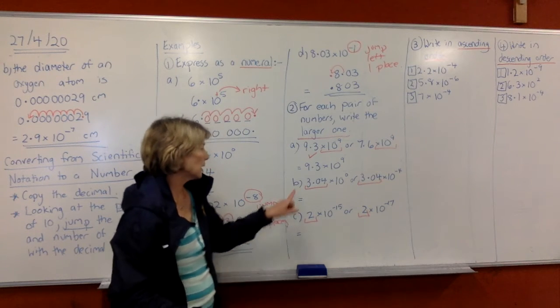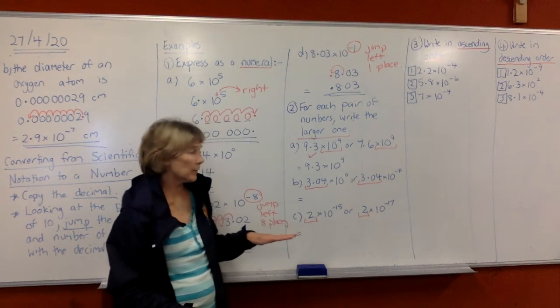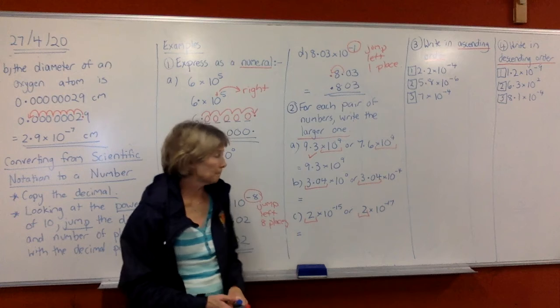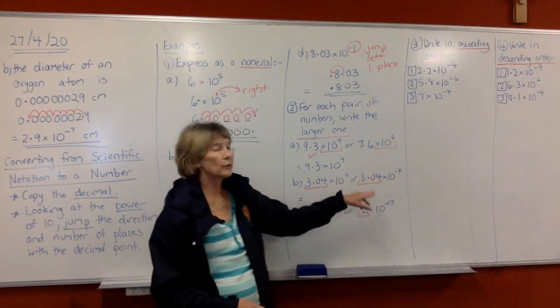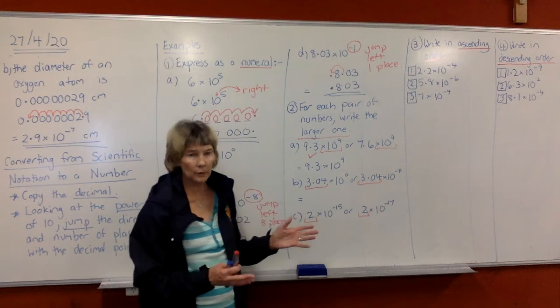In the next question we have 3.04 times 10 to the 0, and the other number, 3.04 times 10 to the minus 4. Well, they both have the 3.04. So I've underlined that. We don't need to look at that. They've both got that.